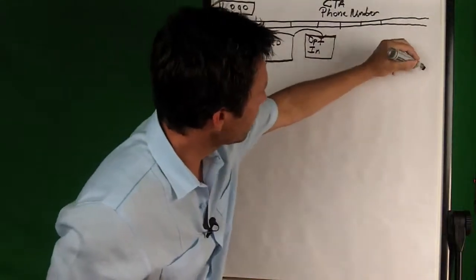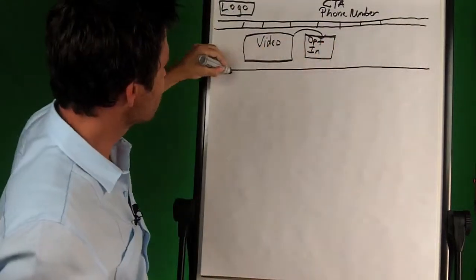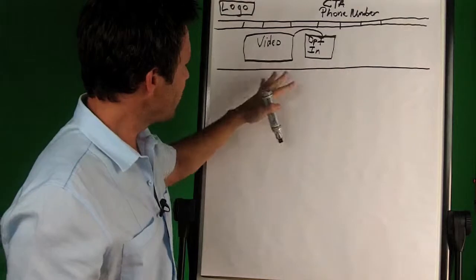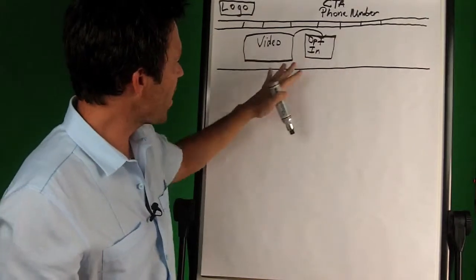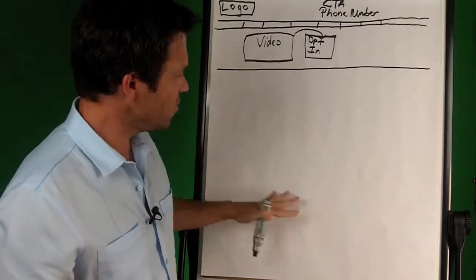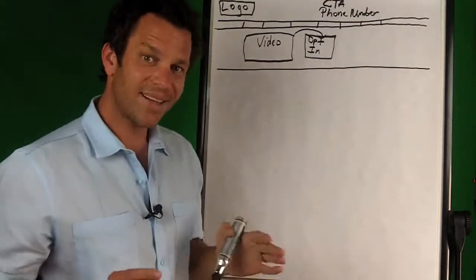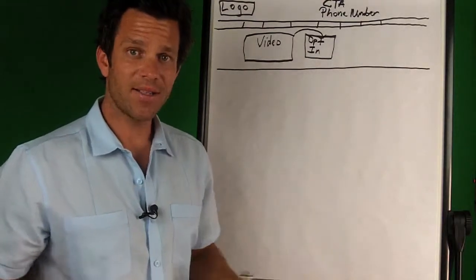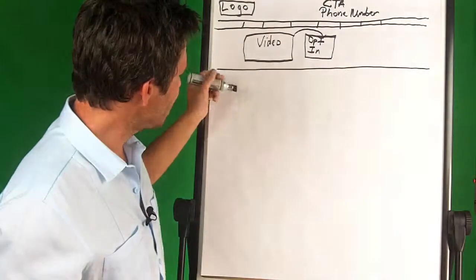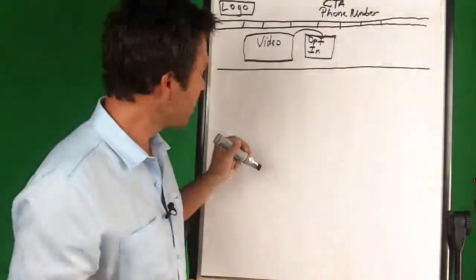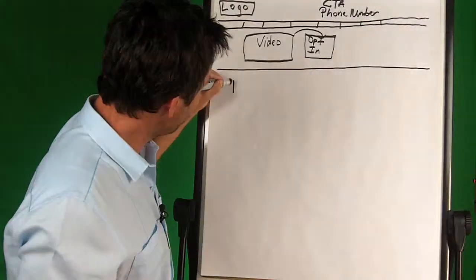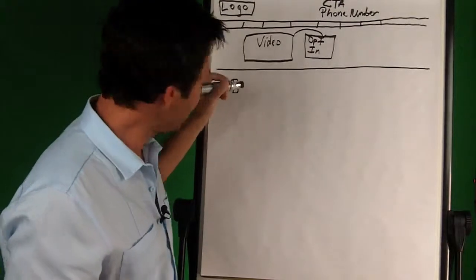Now let me go ahead and draw another line. And right below that, you'll see your video and your opt-in box. Below that, you have this huge white space. So the next thing I want to do is put our content area on here. Our content area is going to be key, and here's why. We want to have a benefit-driven headline.